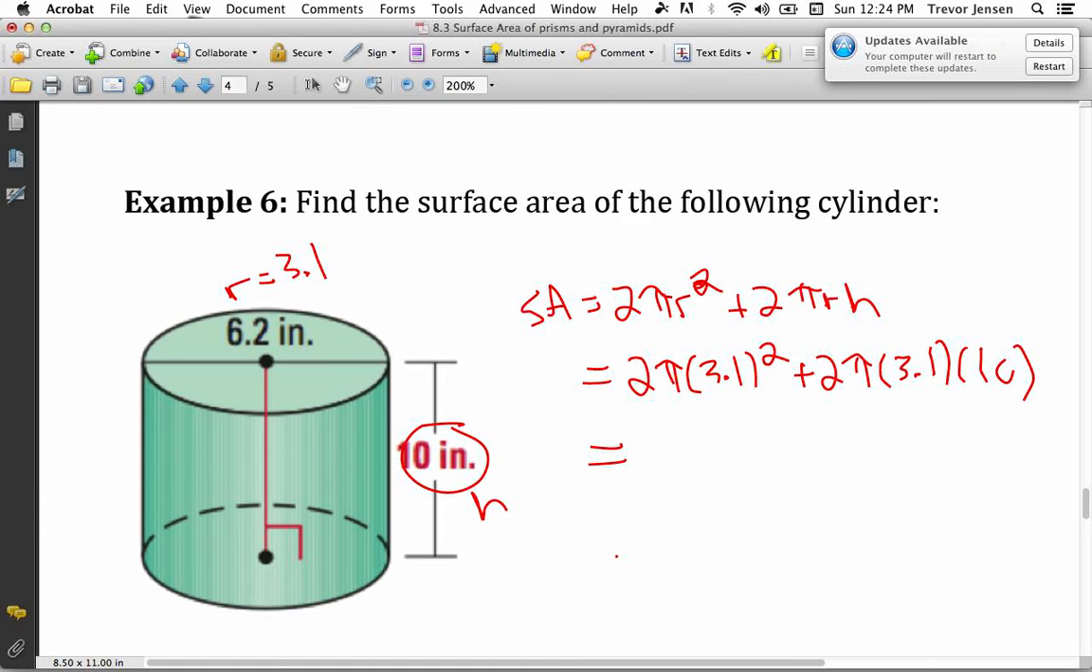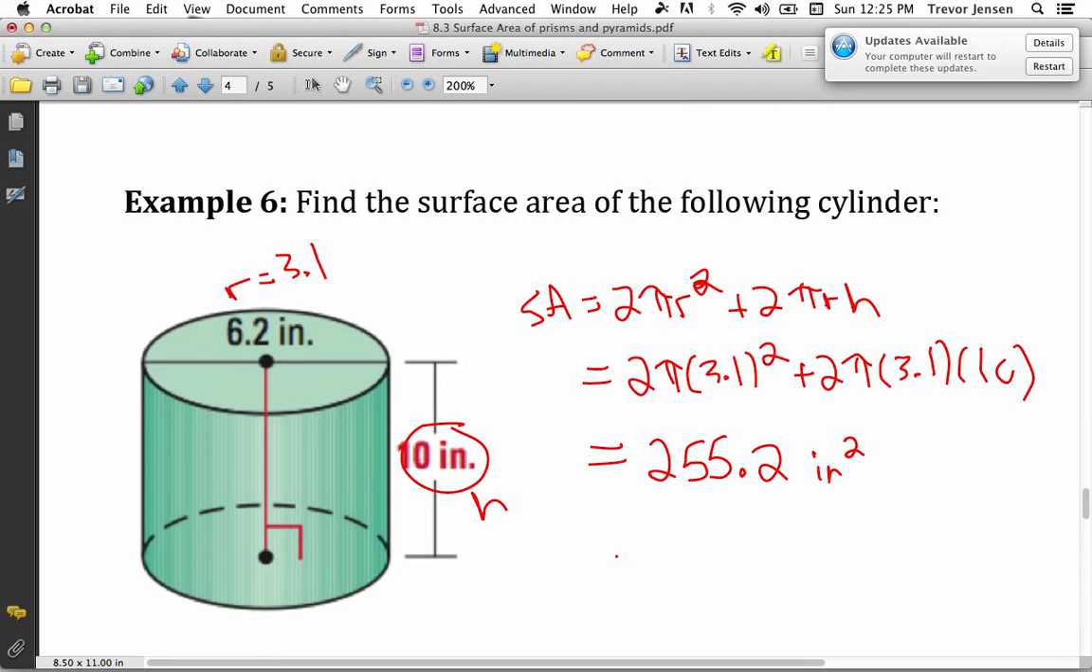Okay, now if you're good at using your calculator, and if your calculator evaluates the order of operations in the correct order, you could just plug this whole thing in at the same time, as long as your calculator will evaluate the exponent first, then the multiplications, and then add them together. So let's take a look at that. If you type this all in at once, 2 times pi times 3.1 squared plus 2 times pi times 3.1 times 10, you should get 255.2 if I round to the nearest tenth, and I'm in inches squared.